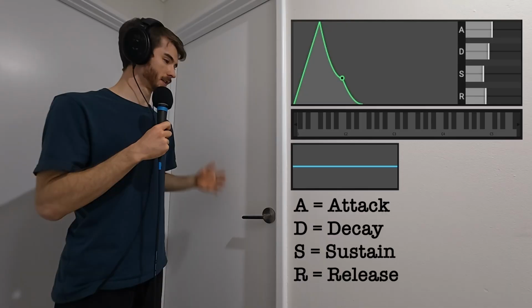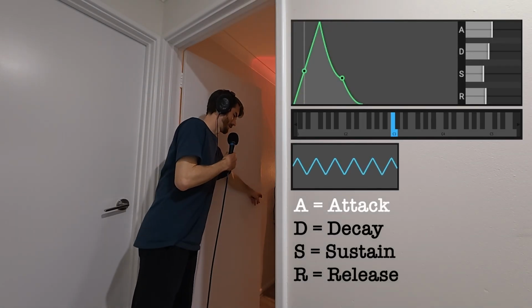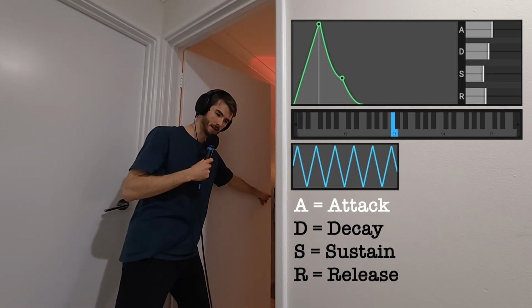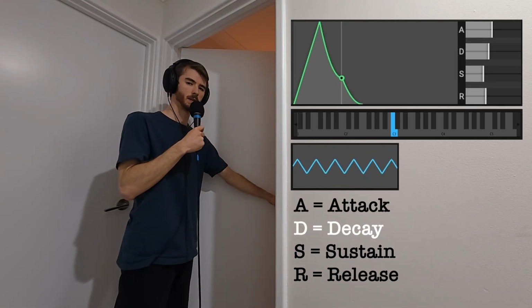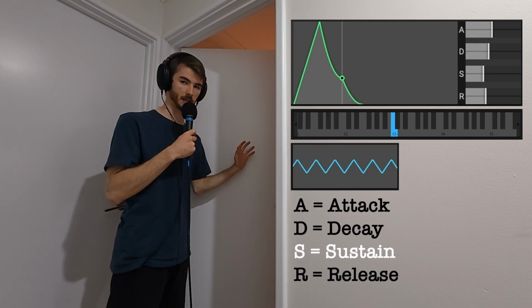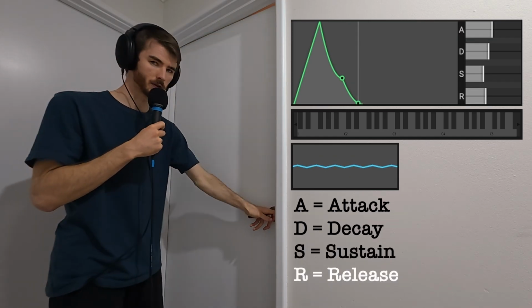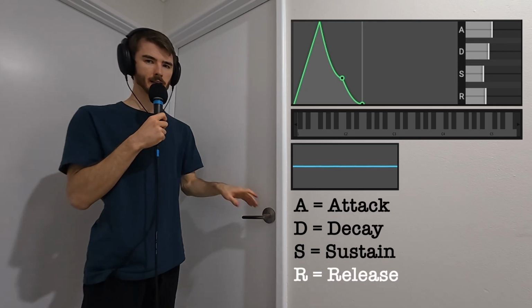They stand for attack, decay, sustain, and release. In the context of this door, attack would be how long it takes us to open the door. Decay would be how long it takes us to partially close the door. Sustain would be where we leave the door while the key is still pressed on the keyboard. And release would be how long it takes us to close the door once the key has been released.